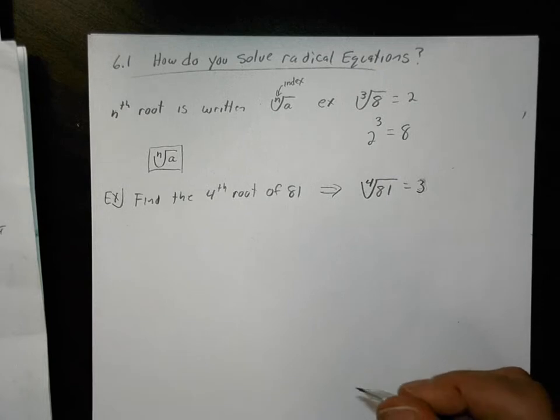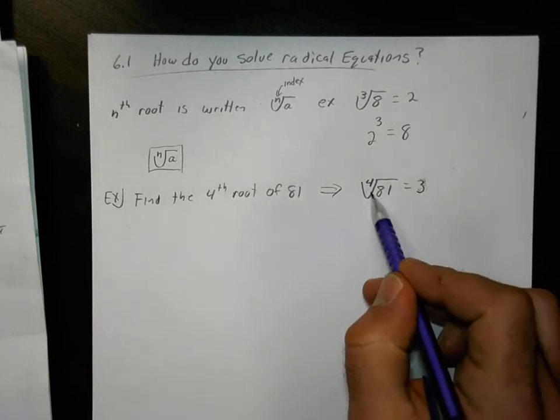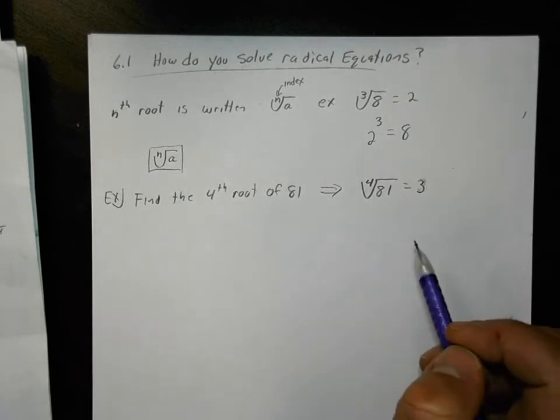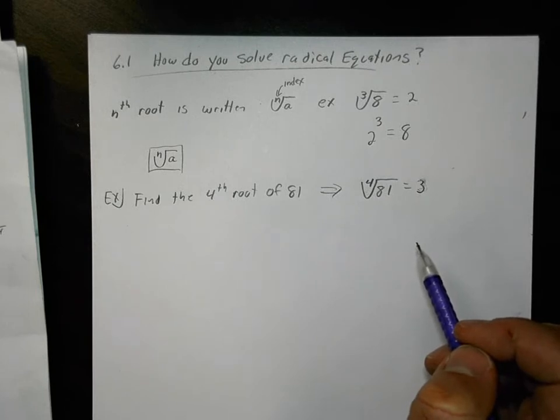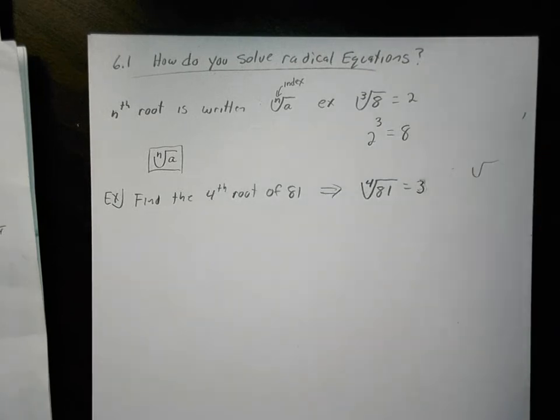Okay. Now if there is no index written there, we assume the index is 2. It's a square root. So if we have just something like that, that's a square root. It's just like putting a 2 there. Otherwise, the number in there is the index and it's the root.